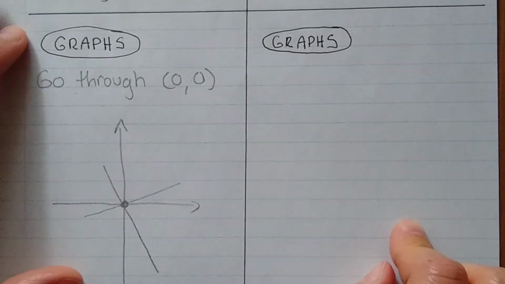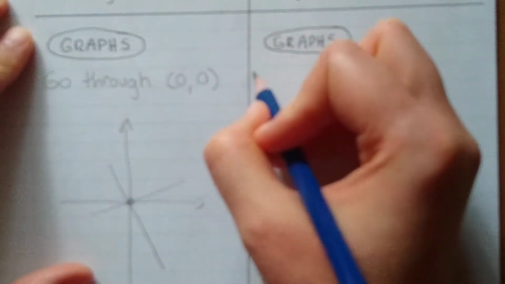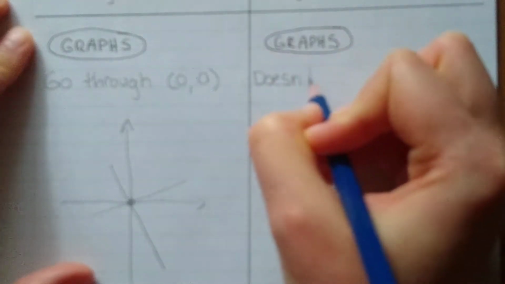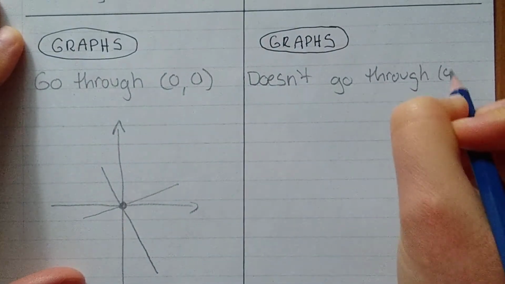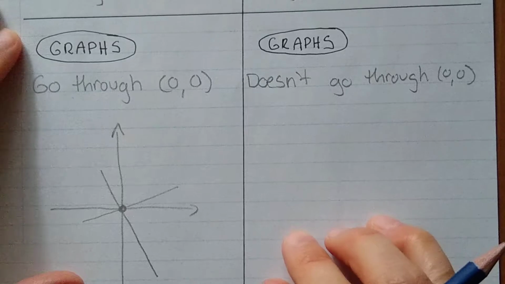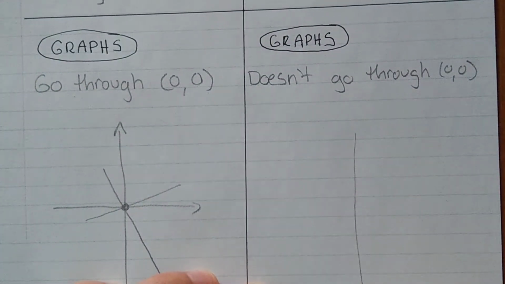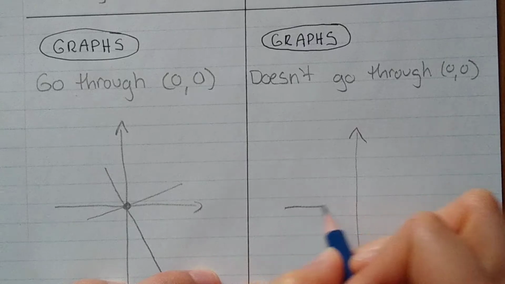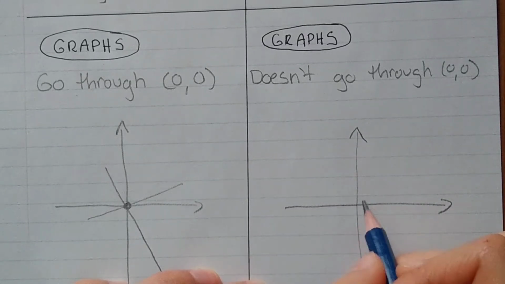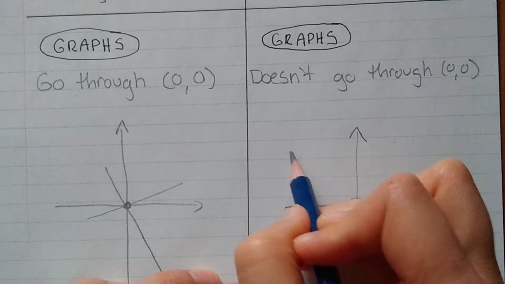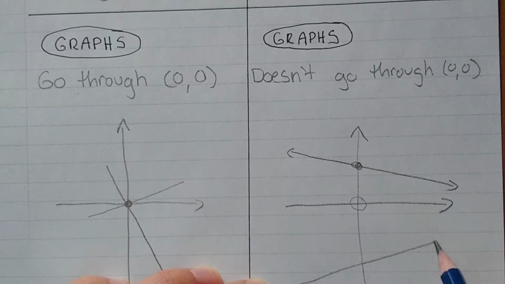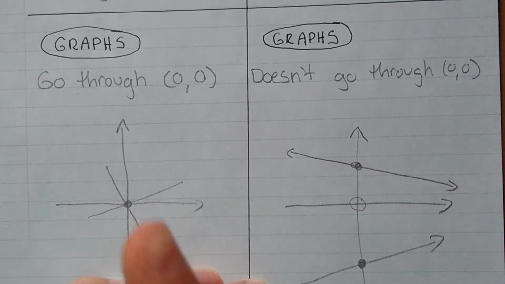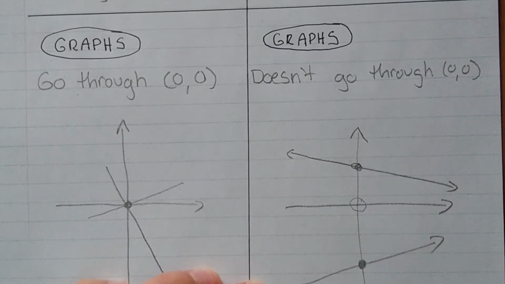For indirect or partial variation, it doesn't go through 0, 0. So this is basically any straight line that doesn't pass the origin, doesn't pass 0, 0. So it can't pass just here, but it can pass anywhere else. It could go like this and pass through here. It could go like this and pass through here. Anything at all, as long as it's a straight line and it doesn't go through 0, 0.